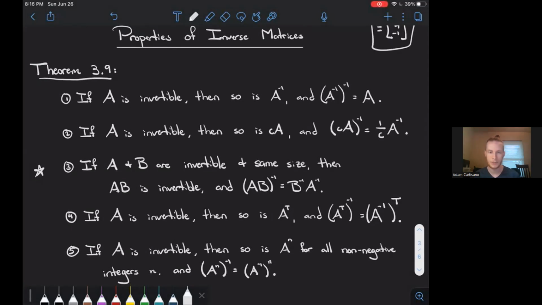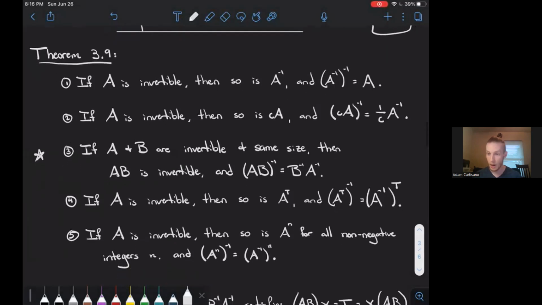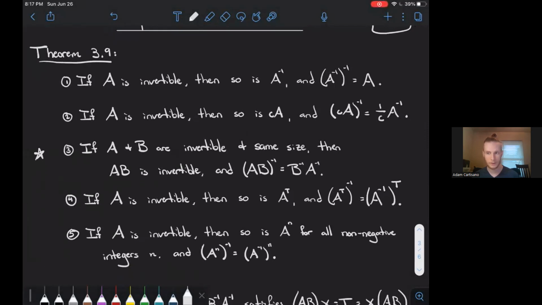This third one is very similar to what we saw about matrix transposes. It says if A and B are invertible and of the same size, then the product AB is invertible, and its inverse is the product of the inverses in the reverse order. So in other words, AB inverse is B inverse A inverse. The order is switched again, like what happened with the transpose. Speaking of transposes, if A is invertible, then its transpose is also invertible. And this is strange: the inverse of the transpose is the transpose of the inverse. So transpose commutes with inverse. That's surprising.